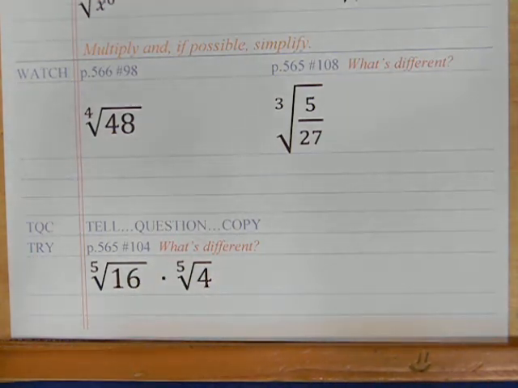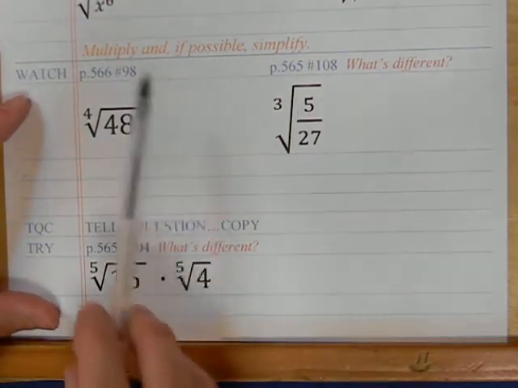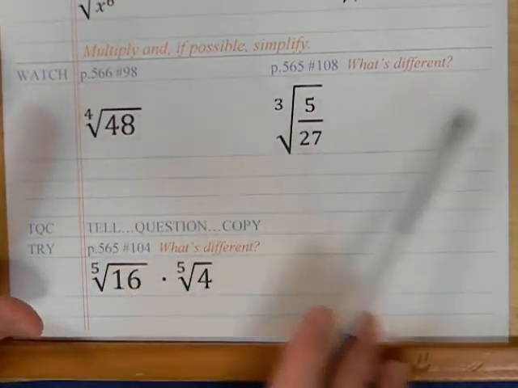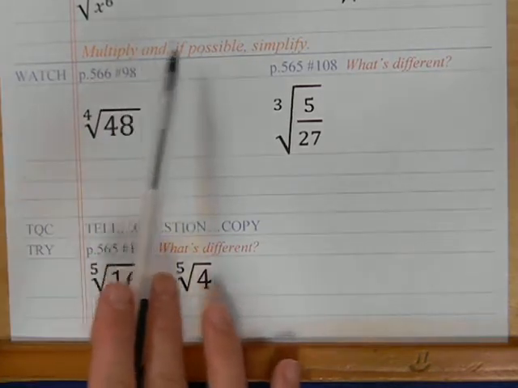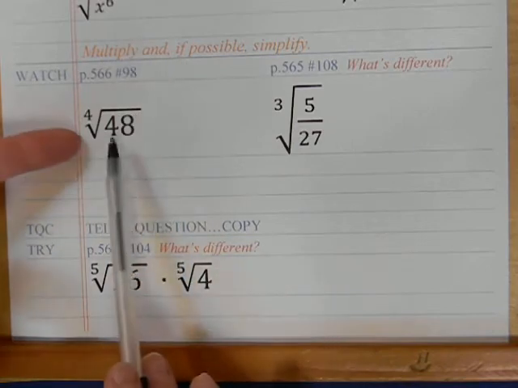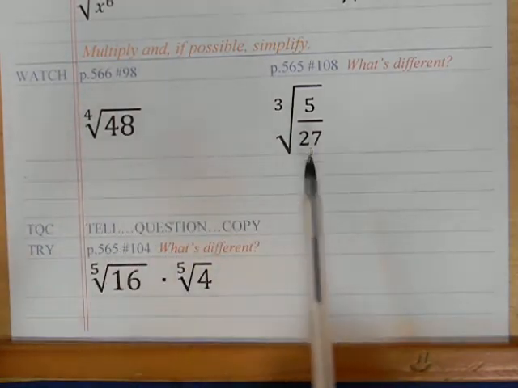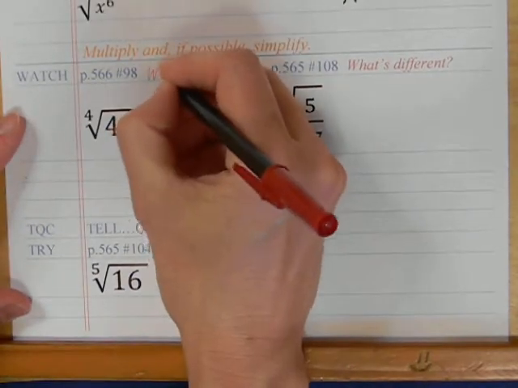Down here at the bottom of page 3 for section 9.2, same type of idea here. We're going to simplify, multiply, and if possible simplify. Some of these won't require multiplication. You'll start, like number 98, right here. What's different, it really should say what's different on both of these.